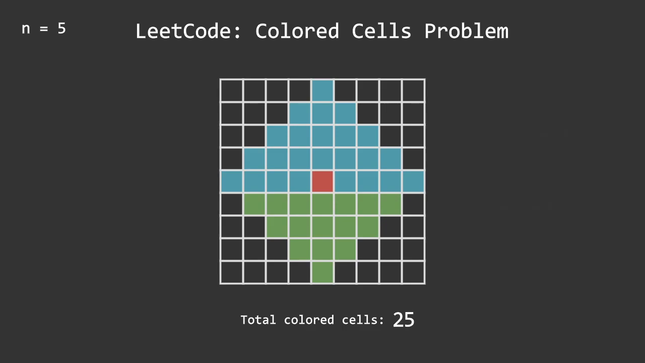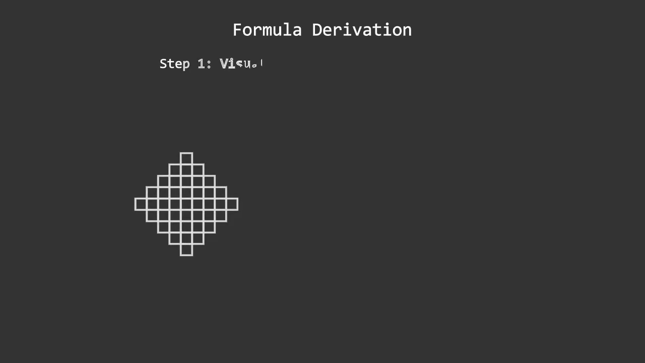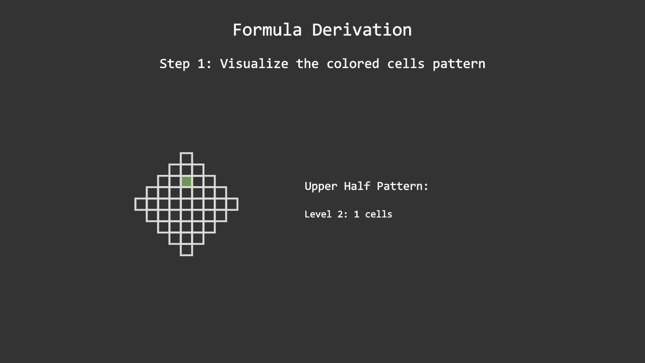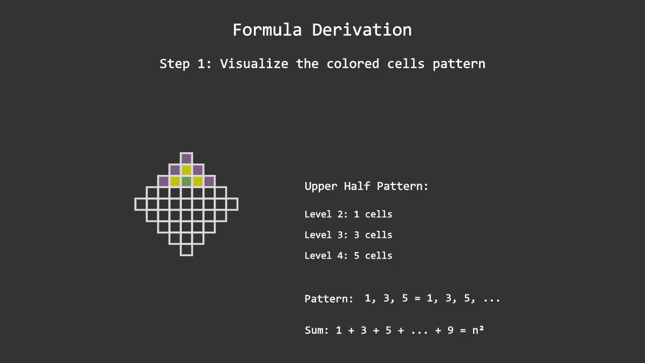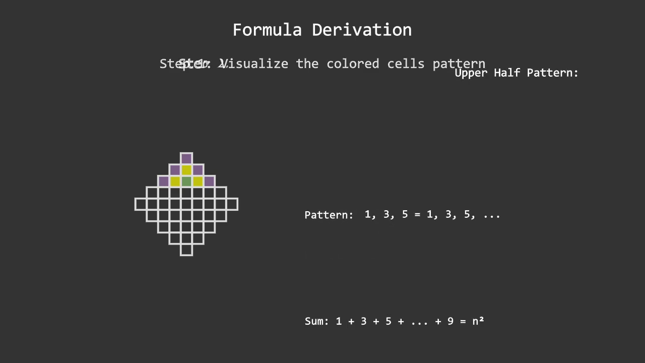Now let's move ahead and see how we can derive this given formula. To derive this formula, what we need to understand is the pattern. Now when we have visualized the pattern, we have clearly seen that the upper half cells were following some pattern. So level 2 will contain 1 cell, level 3 will contain 3 cells, and level 4 will contain 5 cells. So the eventual pattern is 1, 3, 5. So when you do the sum, you will eventually get n square.